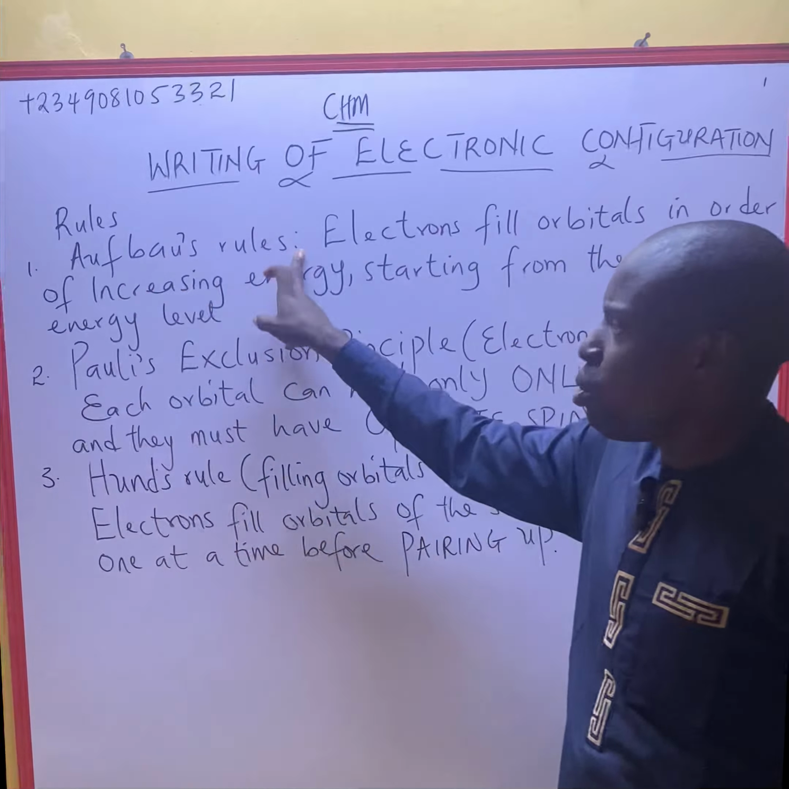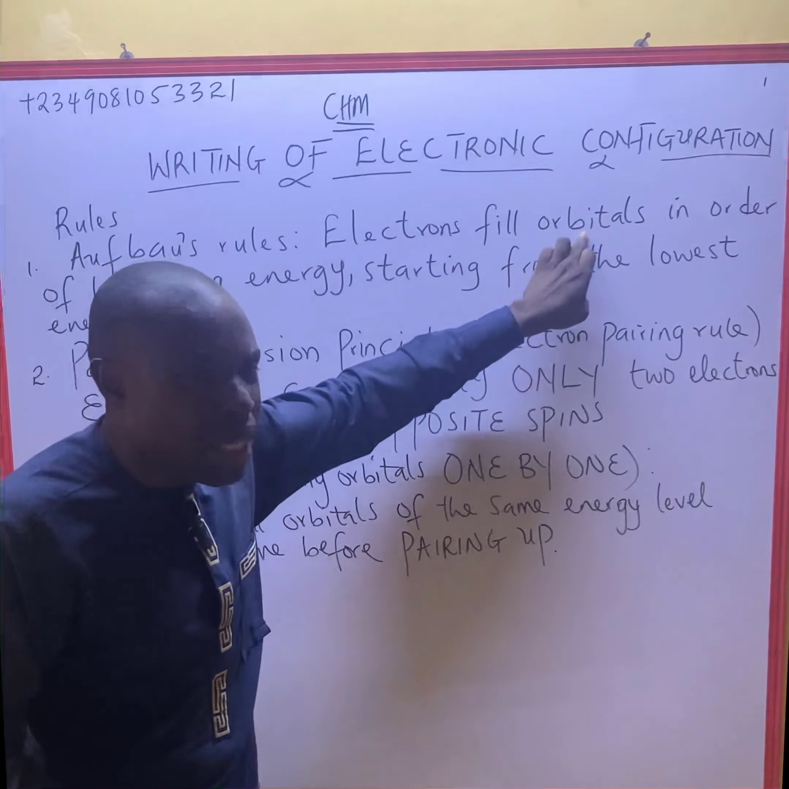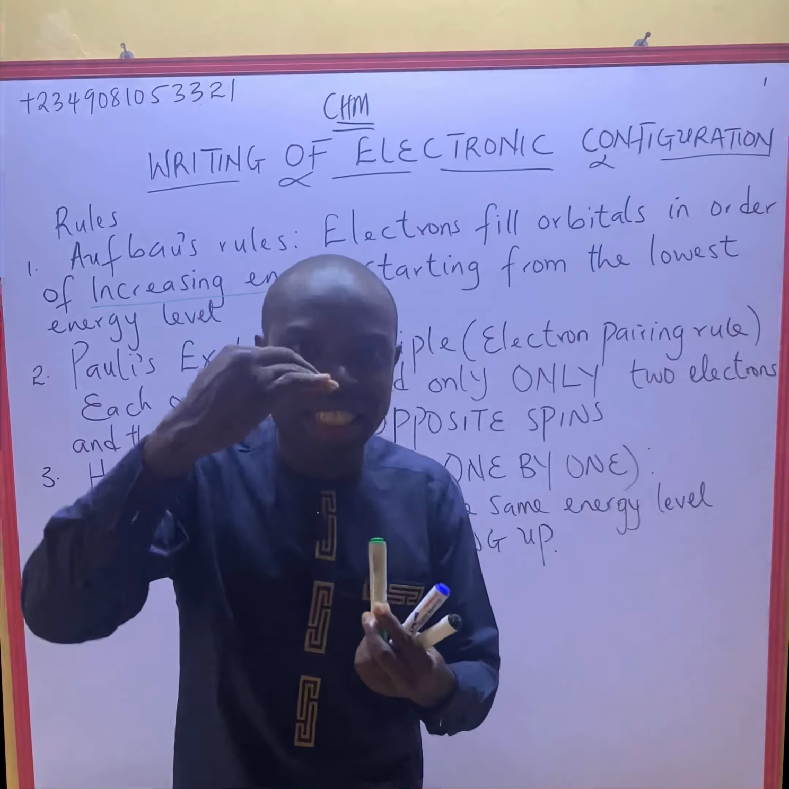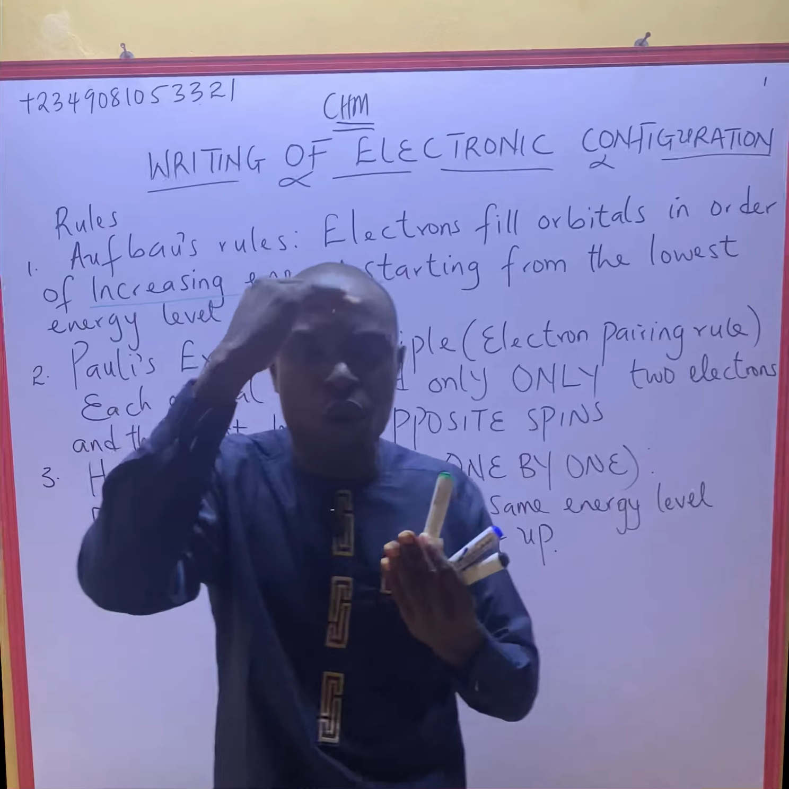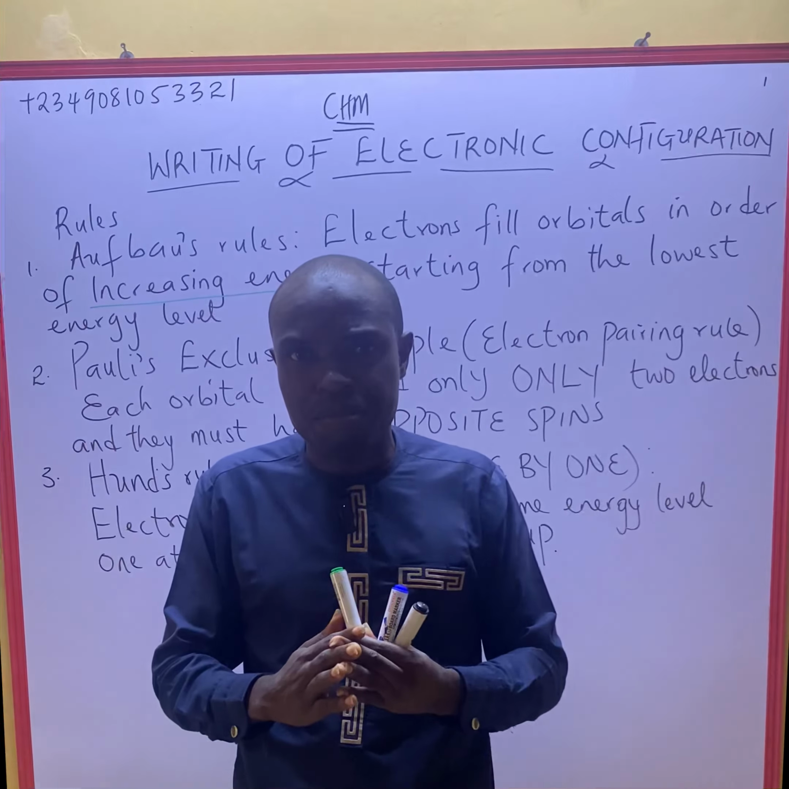According to this rule, electrons fill orbitals in order of increasing energy. Take note of this point: increasing energy, starting from the lowest energy level, then it starts climbing. It's like building up. You start from 1, from 2 to 3 to 4, as the case may be.